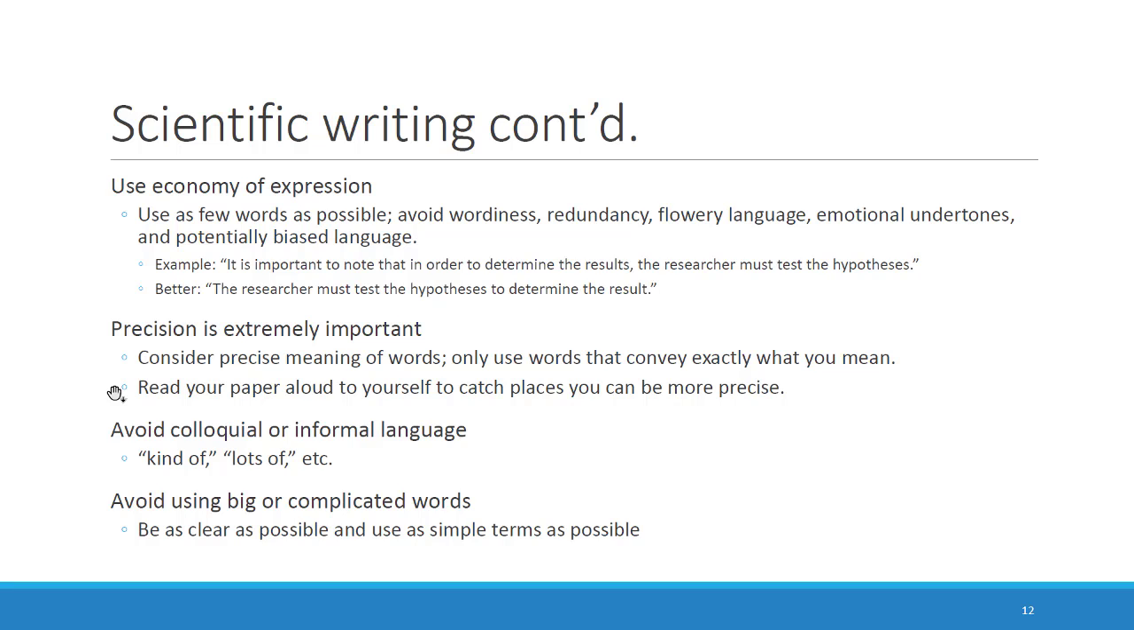Oftentimes when you're writing a paper, you're so entrenched in that paper and you're so familiar with it that it can be hard for you to see where things could be clearer to the reader and where the language could be more precise. One way that you can help yourself get over that is to just read it out loud. If you have someone who can also read it for you, they might be able to suggest places where they have questions about what you've written or ways that you could make your language clearer and more precise.